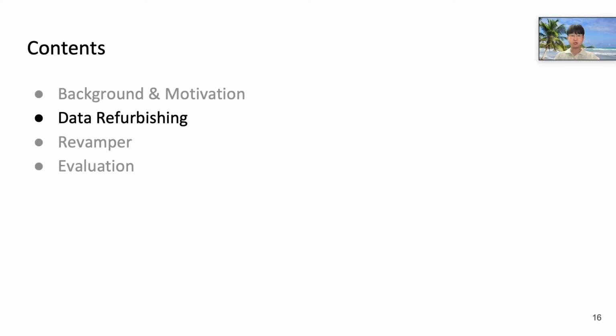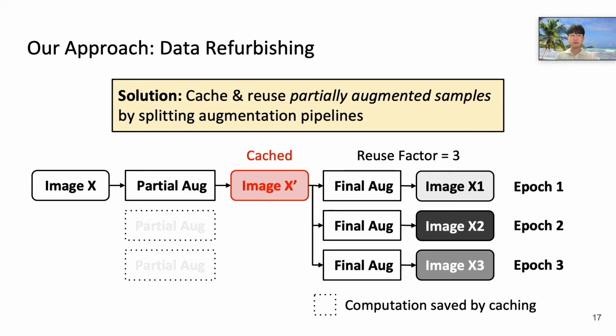To address this problem, we propose data refurbishing, a simple but efficient mechanism to reduce the CPU overhead from data augmentation. This figure illustrates the high-level concept of data refurbishing. Unlike existing approaches, data refurbishing splits the augmentation pipeline into the partial and the final augmentation, and caches the partially augmented samples. Since each partially augmented sample is refurbished by the stochastic final augmentation, it can produce a unique augmented sample in each epoch while reducing computation overhead.